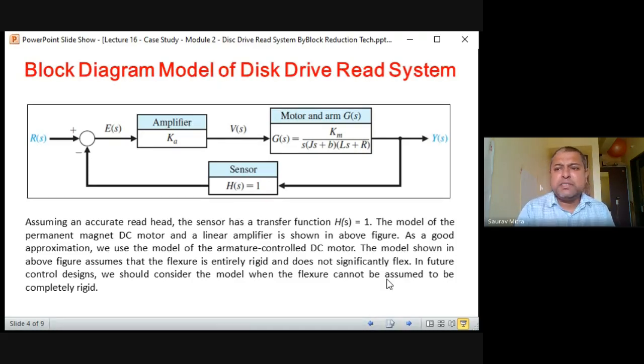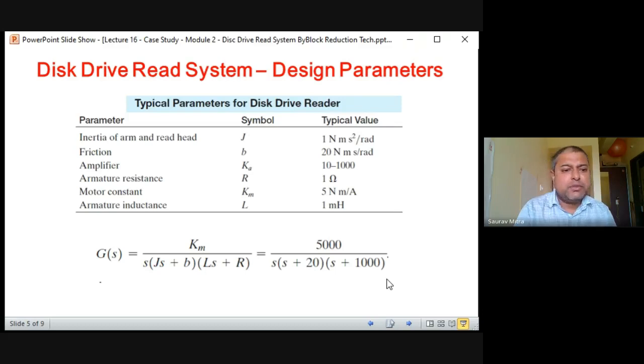If the flexure is not rigid, then also we get one type of response. Now, what are the parameters we can come to know? So, the inertia of the arm and read head. The arm and head have a mass and they are rotating, so they have an inertia that is given by J. Whatever is mass in a linear translational system is inertia in a rotary system. For the arm and read head, we have seen that half m r square or something was the formula for inertia.